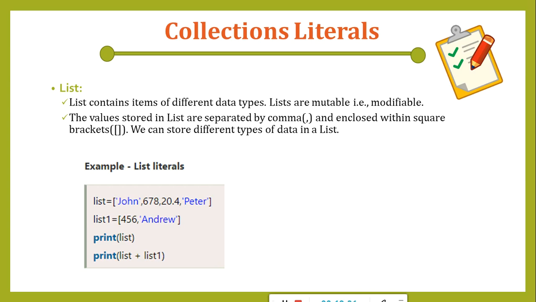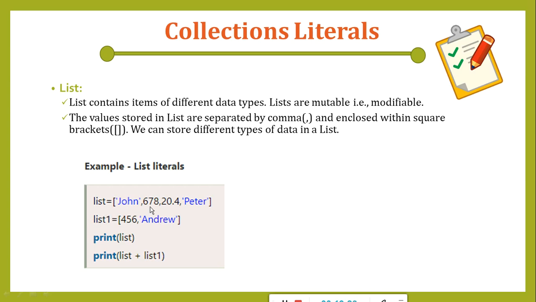We can store different types of data within a list. In a list, we can store an integer, at the same time a float, a string, another list, and a tuple inside it. So the nested list concept is also there. Now, for example, here is a list which has John, in the form of a string.